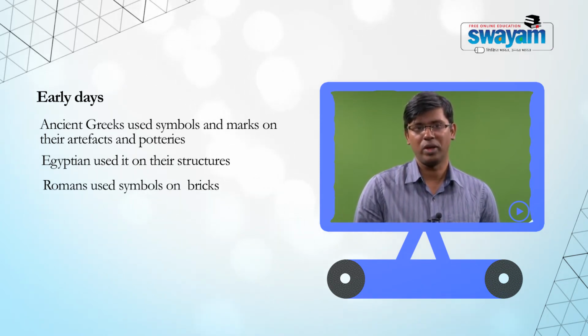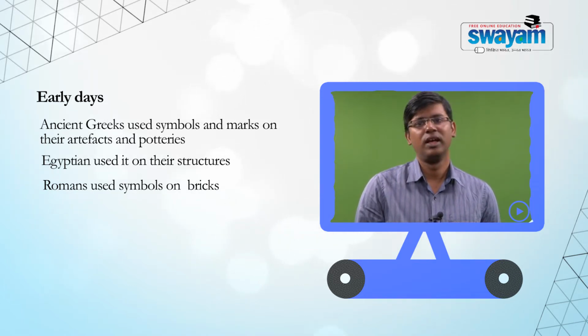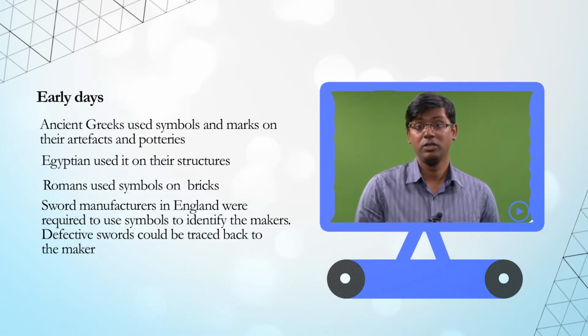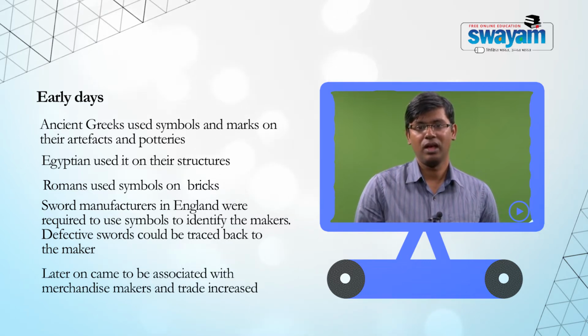The Romans went one step ahead and started using symbols on certain products like bricks. So largely you would find symbols and marks on swords, potteries, etc. For instance, the sword manufacturers in England were specifically required to use symbols to identify the makers. If there was a defective sword, it could actually be traced back to the maker. Later on, marks actually came to be associated with merchandise makers as trade increased, right?